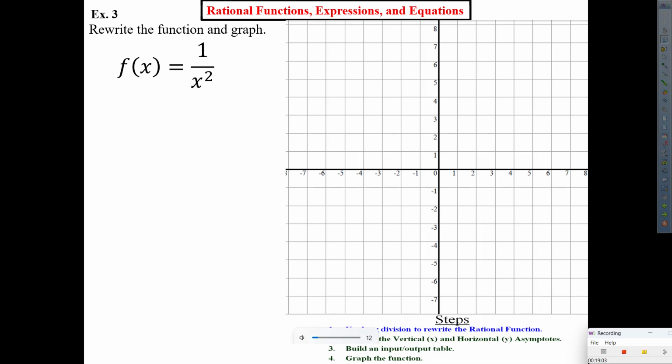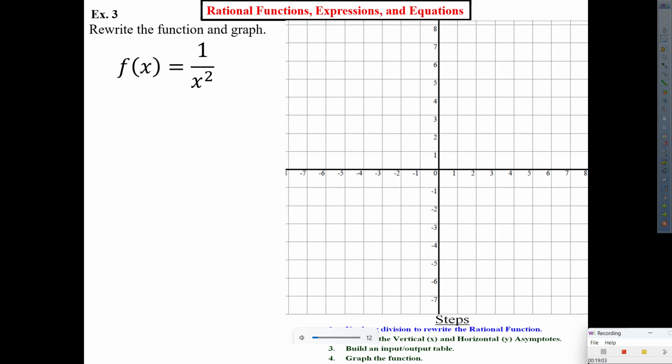It is different. Tell your neighbor what's different on this one. Now look at it. Look at it compared to the other f of x's that we graphed. What's different on this one? It has an exponent of 2 on the denominator.